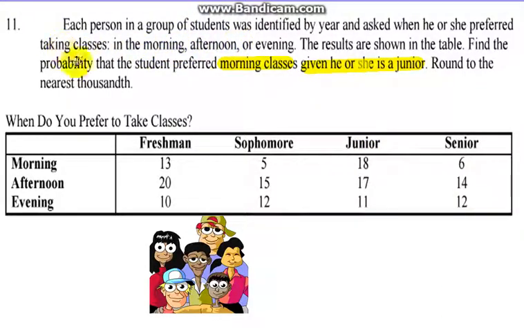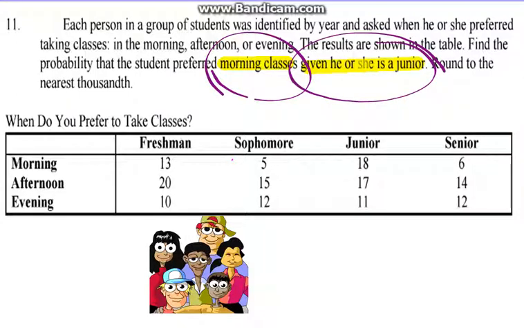Number 11 says, each person in a group of students was identified by year and asked when he or she preferred taking classes, in the morning, the afternoon, or evening. The results are shown in the table. Find the probability that the student preferred morning classes given that he or she is a junior. Round to the nearest thousandth. So what they're asking is who prefers morning classes given he or she is a junior. So that means out of all the juniors, how many preferred the morning classes?